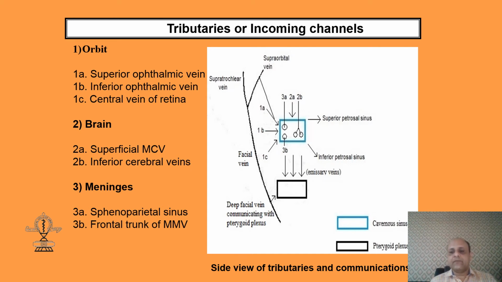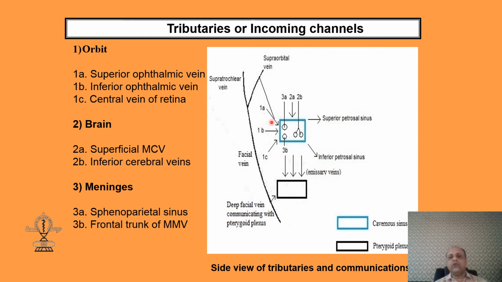But the thing which is important to remember here is that whether it is an incoming channel or an outgoing channel, the communication is valveless, so blood can flow in either direction. So keep that in mind. Okay. So what are the incoming channels into the cavernous sinus?